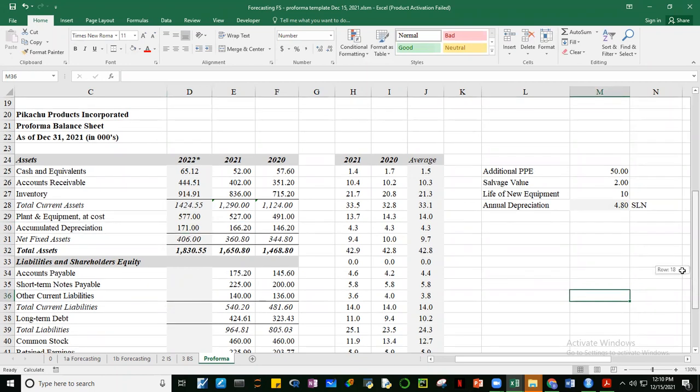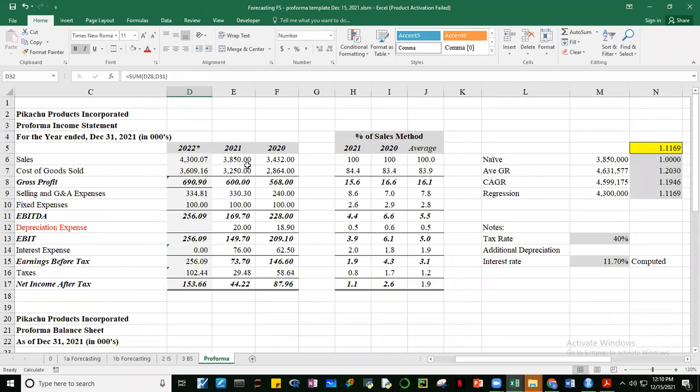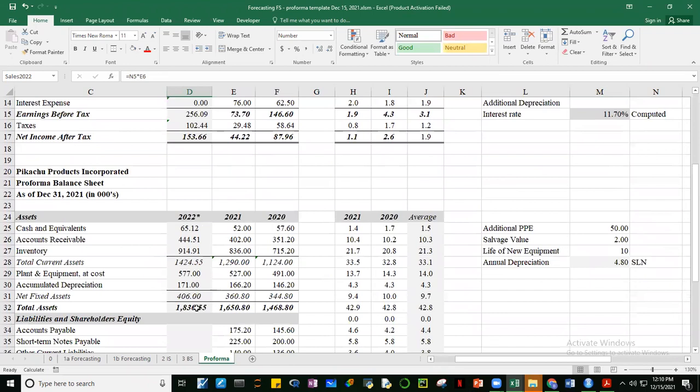Okay, none? Alright. So ito yung assets na kailangan natin, guys, no? In order to support this level of sales, okay? Itong level of sales na to will require an asset base of 1830.55. So it's greater than the 2021.